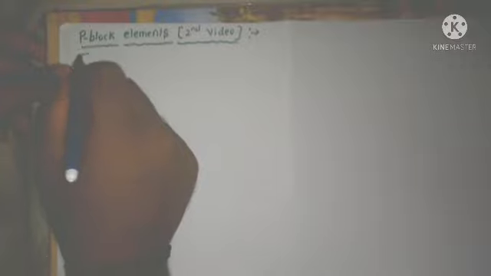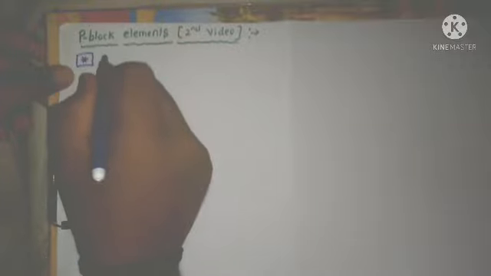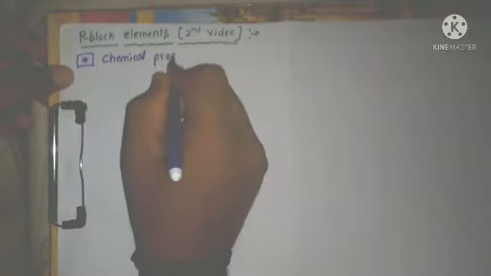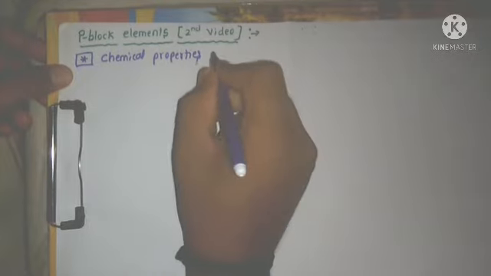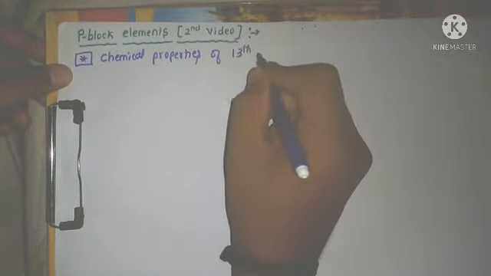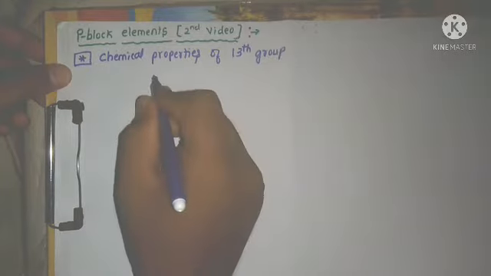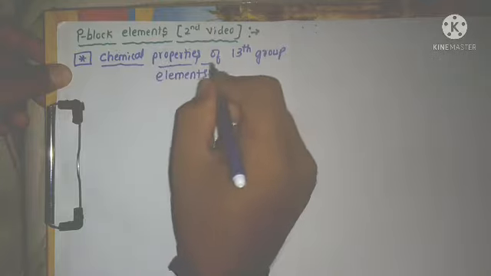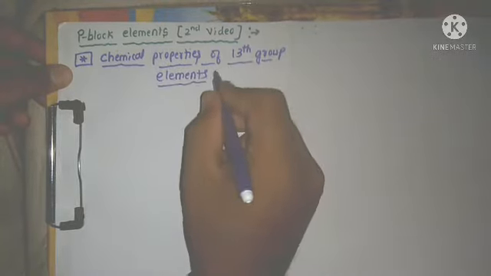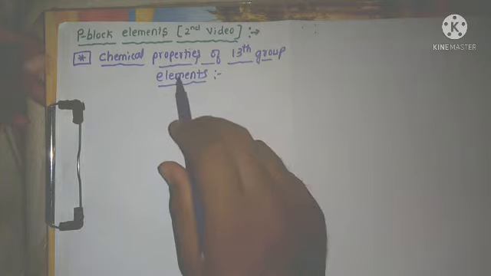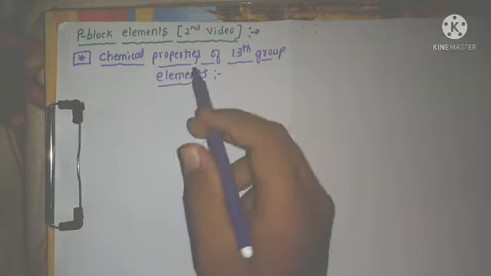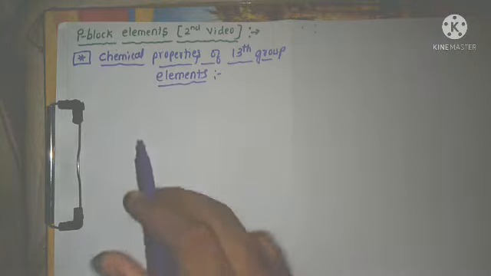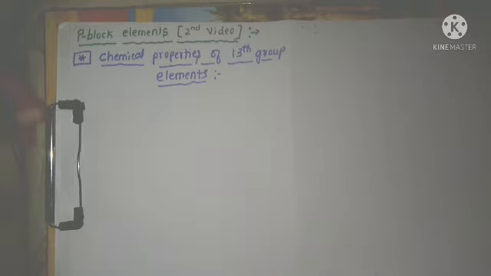The next concept in P block elements is the chemical properties of 13th group elements. We will discuss this concept in this video. In my last video, we completed the general properties and also the physical properties of the 13th group elements. Now we will go for the chemical properties of the 13th group elements.